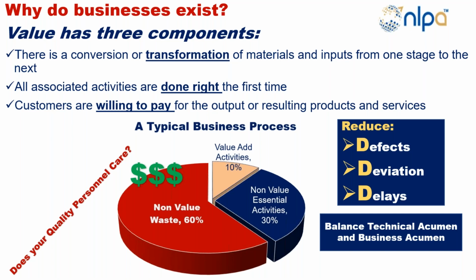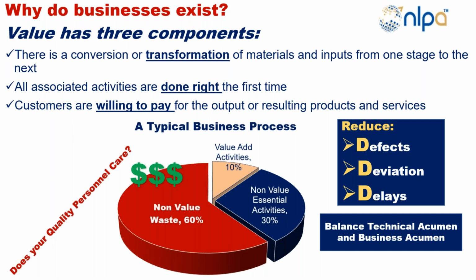So defects. We have to reduce defects. We have to reduce any type of deviation from those specifications and delays. So the 3Ds, or some practitioners call them the 3 devils of business operations: defects, delays, and deviation from specifications.